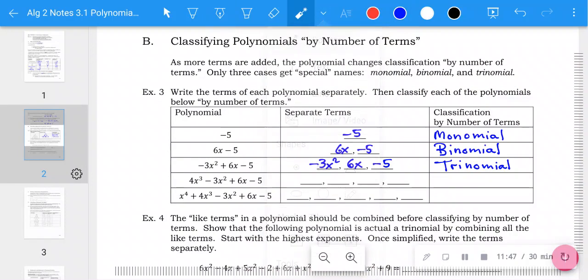Okay, so these prefixes, mono, bi, and tri, are just 1, 2, and 3 in Greek. So you can think of it as a 1z, a 2z, and a 3z in some ways here. Now, once you get above 3, there's no special names.